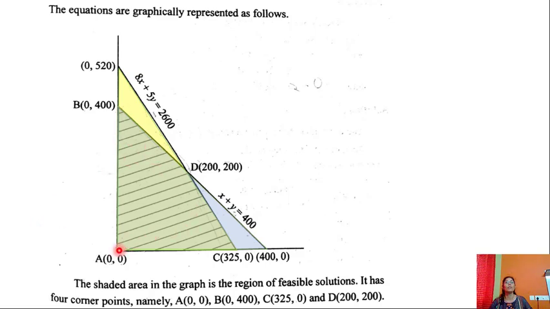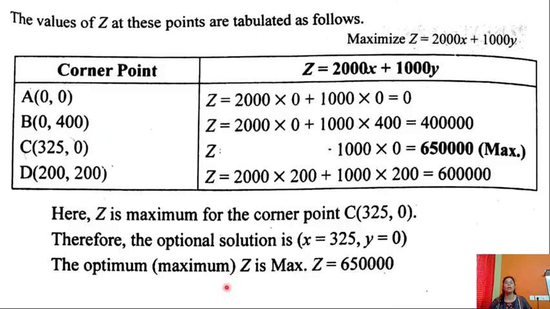We have four corner points here: A, B, C and D. Now we have to tabulate the values to find Z. So here it is shown, and we get the maximum 6,50,000. So Z is maximum at 6,50,000, where the optimal solution is x = 325 and y = 0.